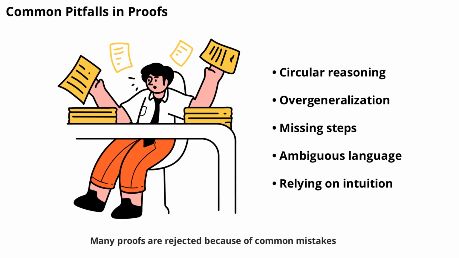Many proofs are rejected because of common mistakes. These include circular reasoning, where the conclusion is assumed in the argument, and overgeneralization, where a proof only works for specific cases but is claimed to be universal. Other pitfalls include missing steps, ambiguous language, or relying on intuition rather than logic. Being aware of these pitfalls helps in constructing solid, acceptable proofs.